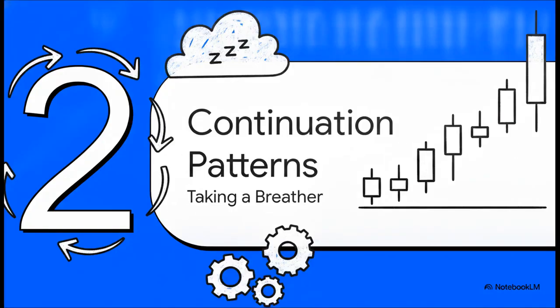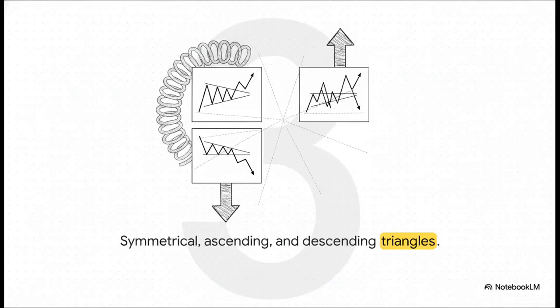Section 2, Continuation Patterns, Taking a Breather. So what happens when the magic figure 3 tells us the market isn't reversing at all, but is actually just pausing? That is exactly where these next patterns come into play. Notice how the trend lines in symmetrical, ascending, and descending triangles converge. They act almost like a giant funnel. The market price just gets squeezed tighter and tighter within these boundaries. It's essentially coiling up like a spring, building all this potential energy for its next big move in the direction of the original trend.